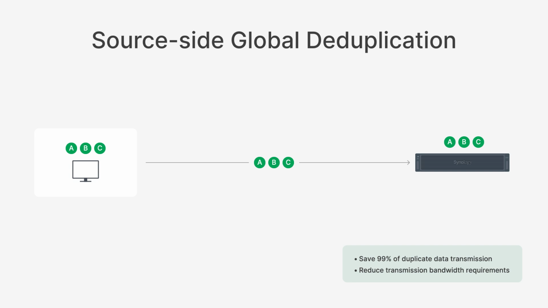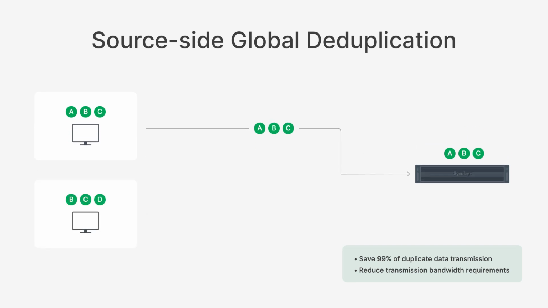Now, the source-side global deduplication occurs when you then begin to back up additional endpoints to that same backup server. Let's say this endpoint has blocks B, C, and D on it. Now, in this case, you can see that the backup server already has blocks B and C on it, as well as A from the previous device, but D is missing. So with source-side global deduplication, your block D in this case from this new endpoint would be the only thing transmitted to your backup server, which helps to aid in saving up to 99% of duplicate data transmission and reduce transmission bandwidth requirements overall.